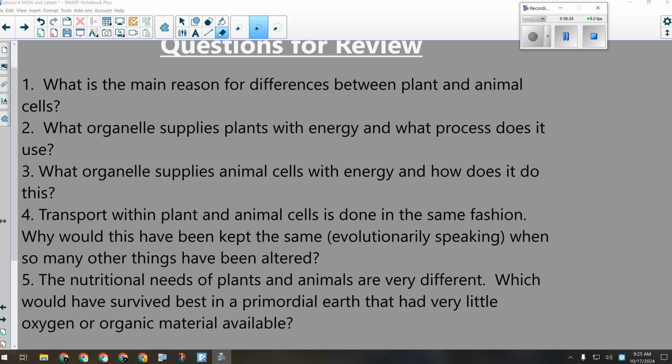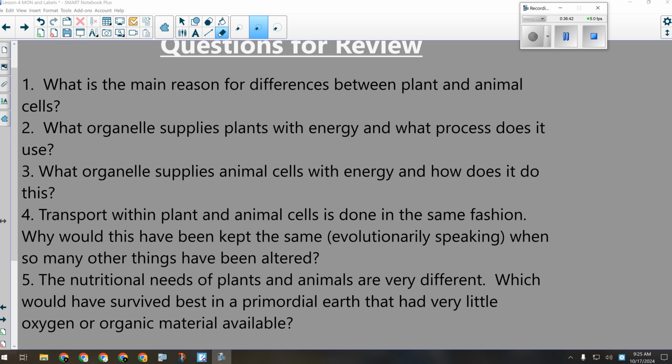Okay, transport within animal and plant cells is done in the same fashion. We're actually going to learn about that next week. Okay, why would this have been kept the same from an evolutionary perspective when so many other things have been altered?